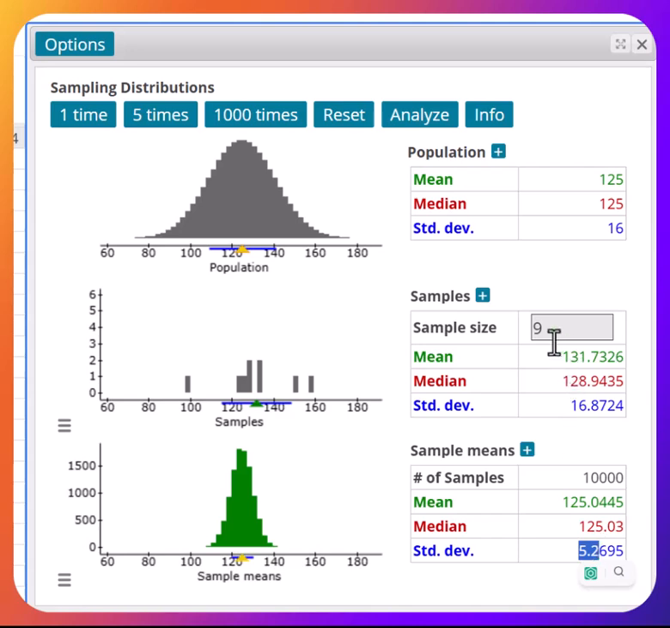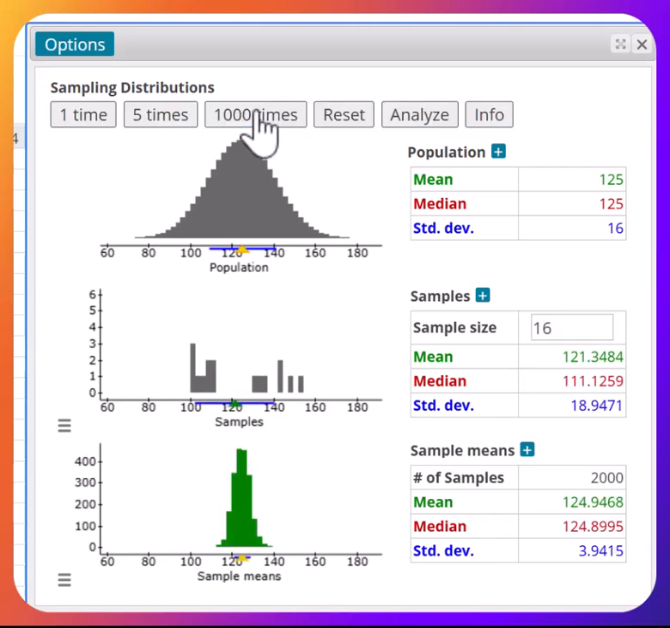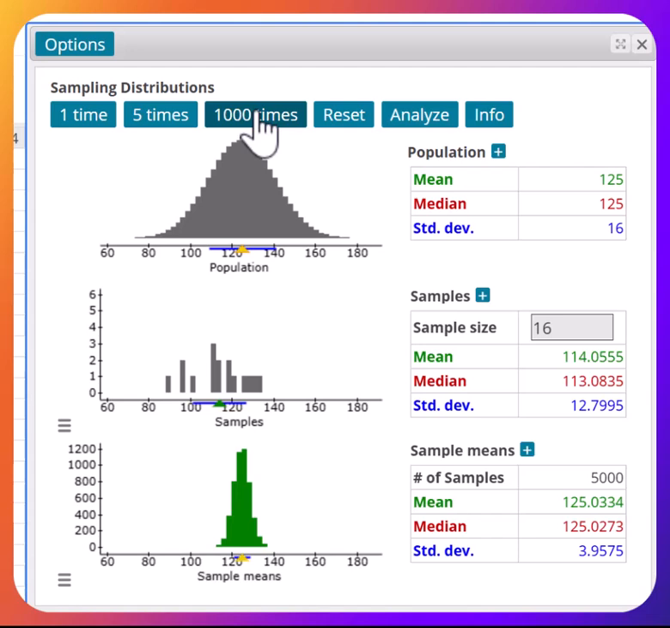Now I'm going to change the sample size. I'm going to reset this and make the sample size, for example, 16. Okay, we're going to draw samples of size 16 now. Let's do thousands of them. Another 1,000. More. Okay, that's enough. 7,000 samples.